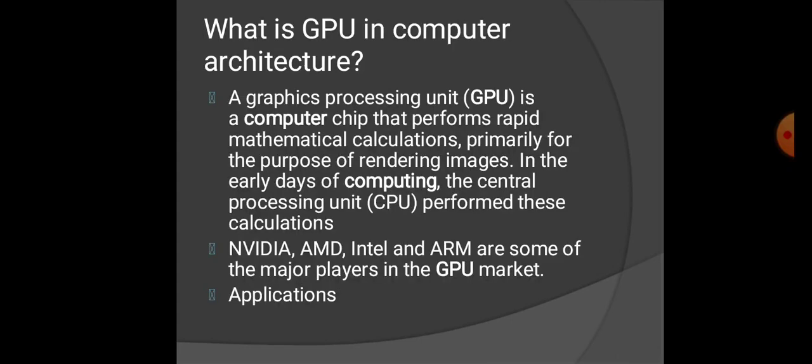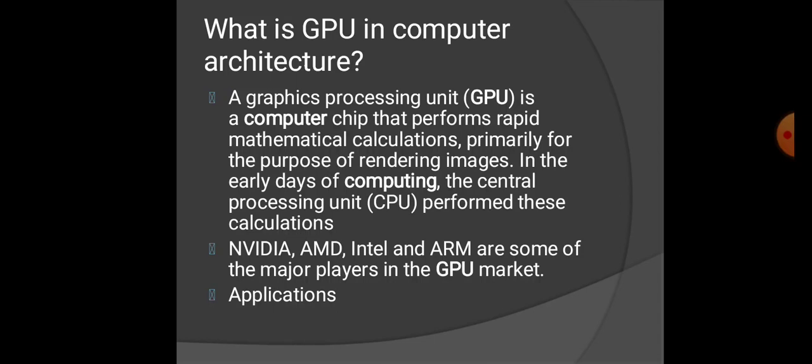What is GPU? A GPU is a graphics processing unit. It is a computer chip that performs rapid mathematical calculations for the purpose of rendering images. A GPU is a specialized electronic circuit designed to rapidly manipulate and alter memory to accelerate the creation of images in a frame buffer intended for output to a display device.